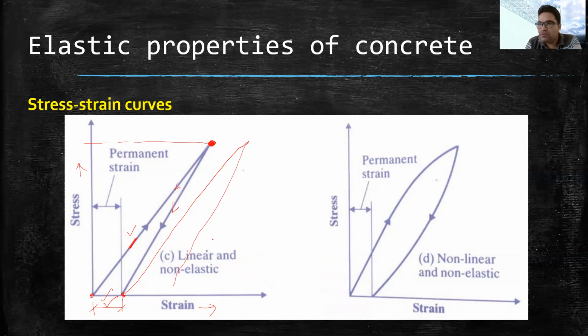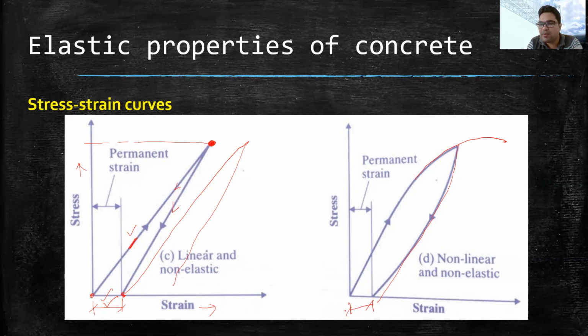Then coming to the fourth curve, it is termed as non-linear, and at the same time it is non-elastic, which means it is not elastic, and at the same time it is not behaving linearly. So in this case, if we apply a load, we will see that this curve will always be in this nature only. And at any instant of time, if we remove the load, it will not follow the same path, and it will follow this path, which means this permanent deformation, permanent strain has already occurred.